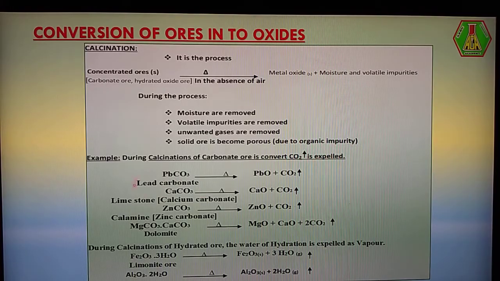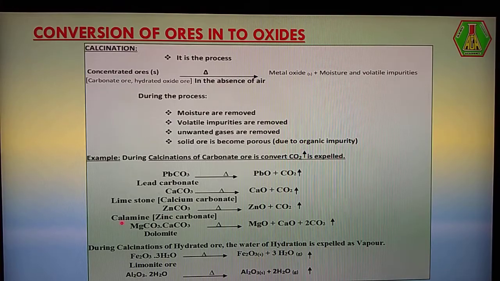So here are examples. Lead carbonate is heated in the absence of air. It's very important. The lead carbonate becomes lead monoxide and carbon dioxide. Similarly, calcium carbonate, already known as limestone, is also under the calcination process. We get calcium oxide and carbon dioxide.